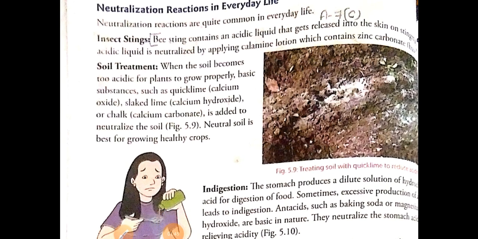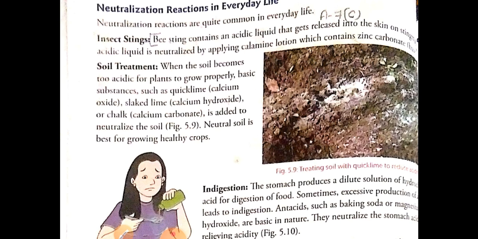neutralization reaction is very common. For example, insect sting. Whenever any insect bites us, we directly apply a base on it. We know that the sting of an insect contains an acid. In the beginning of the chapter we studied that the sting of an insect contains an acid. So whenever an insect stings us, it inserts the acid in it.